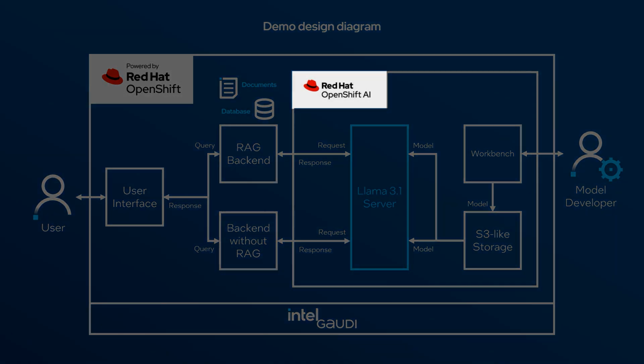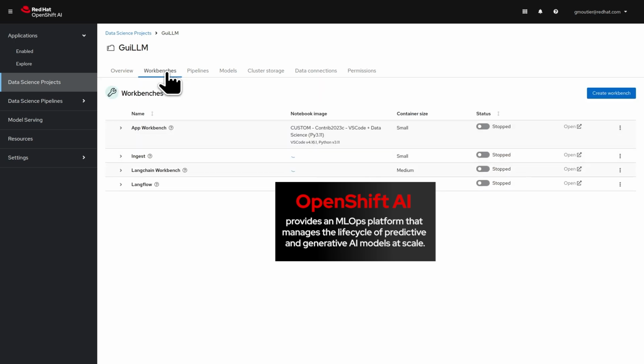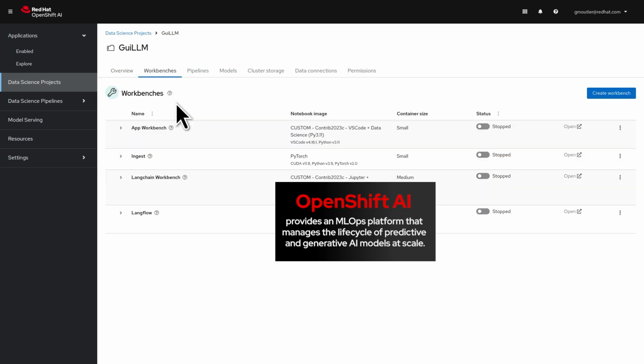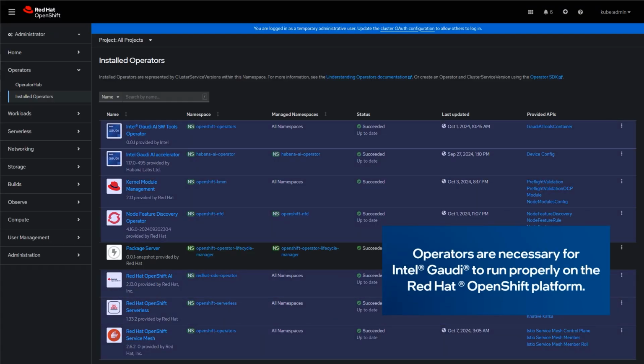Red Hat OpenShift AI provides an integrated MLOps platform for managing the lifecycle of predictive and generative AI models at scale across hybrid cloud environments. In my OpenShift cluster, several operators enable this proof of concept. Node feature discovery labels nodes with their capabilities, including Intel Gaudi. The Intel Gaudi AI accelerator operator installs the necessary driver, Habana runtime, and a metrics exporter. Kernel module management assists with driver installation.